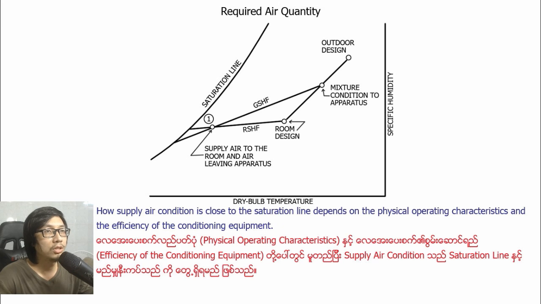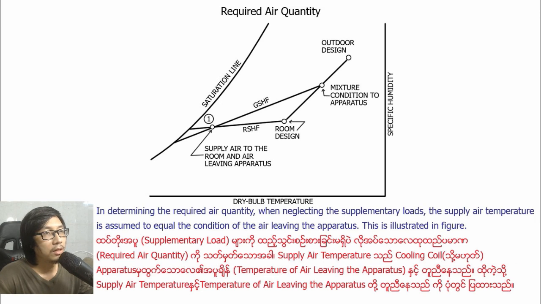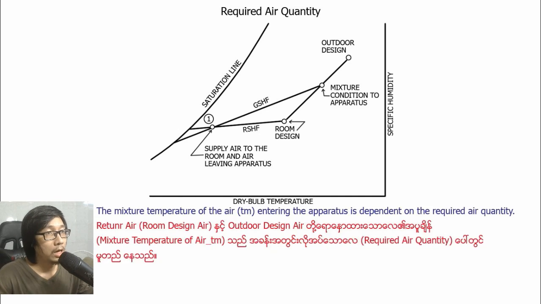In determining the required air quantity, when neglecting the supplementary load, the supply air temperature is assumed to equal the condition of the air leaving the apparatus. This is illustrated in the figure. The mixed temperature of the air TM entering the apparatus is dependent on the required air quantity.